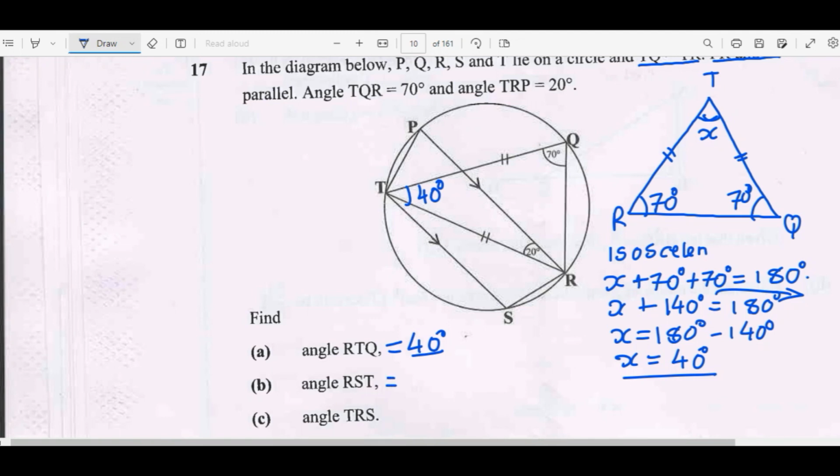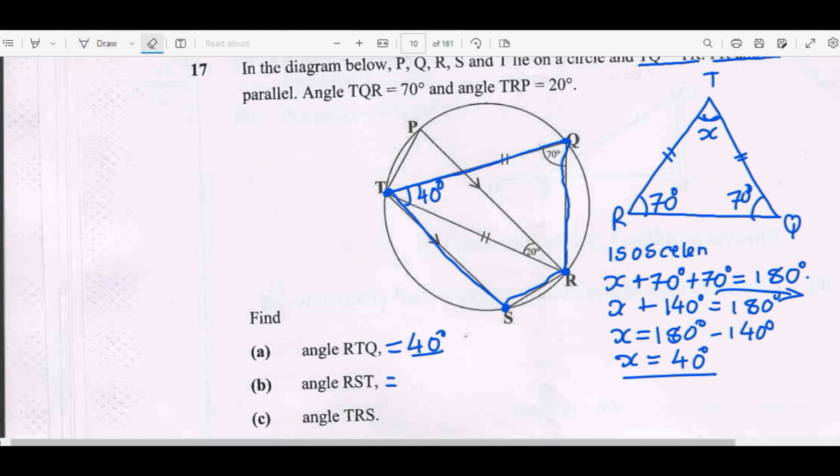All right, we move on to angle RST. First let me put some points. Okay, so I'll put this is point 1. This vertex is touching the circumference, point 1, point 2, point 3, point 4. And we have these 4 sides. The first side, second side, third side, 4 sides.